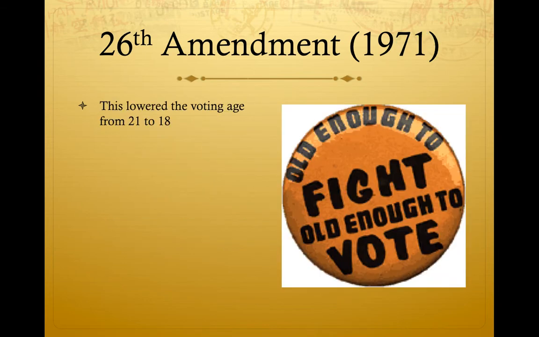Bringing us to the 26th Amendment. 26th Amendment passed in 1971 during the Vietnam War. Lowers the voting age from 21 to 18. You could be drafted to fight in Vietnam at age 18, yet you could not vote for the people who decided to send you to Vietnam until you were 21. This was changed with the 26th Amendment.